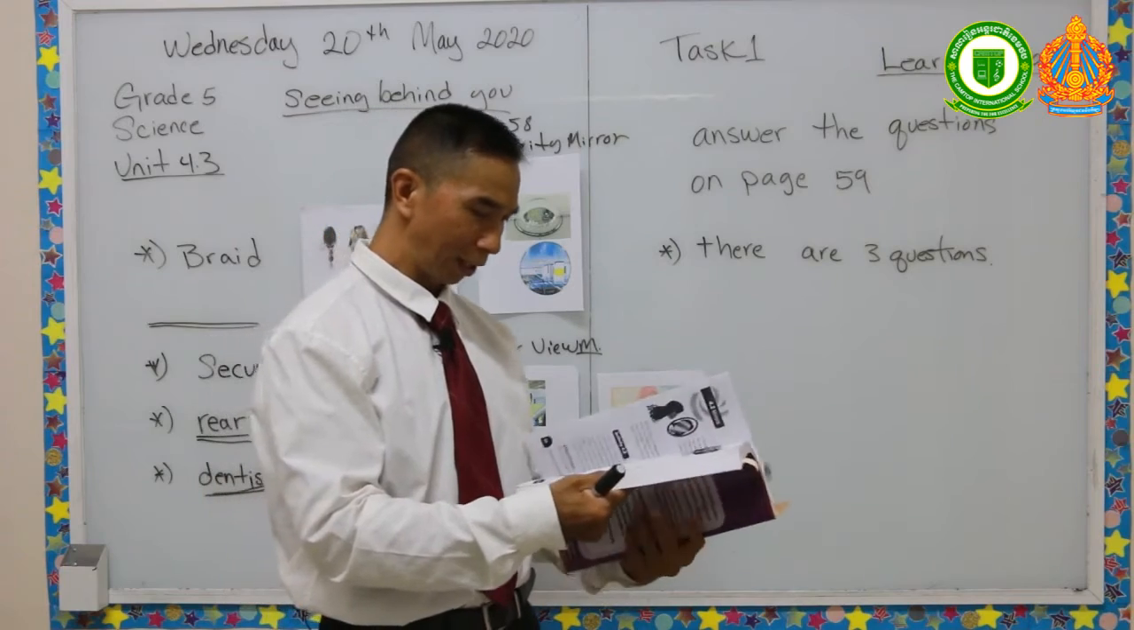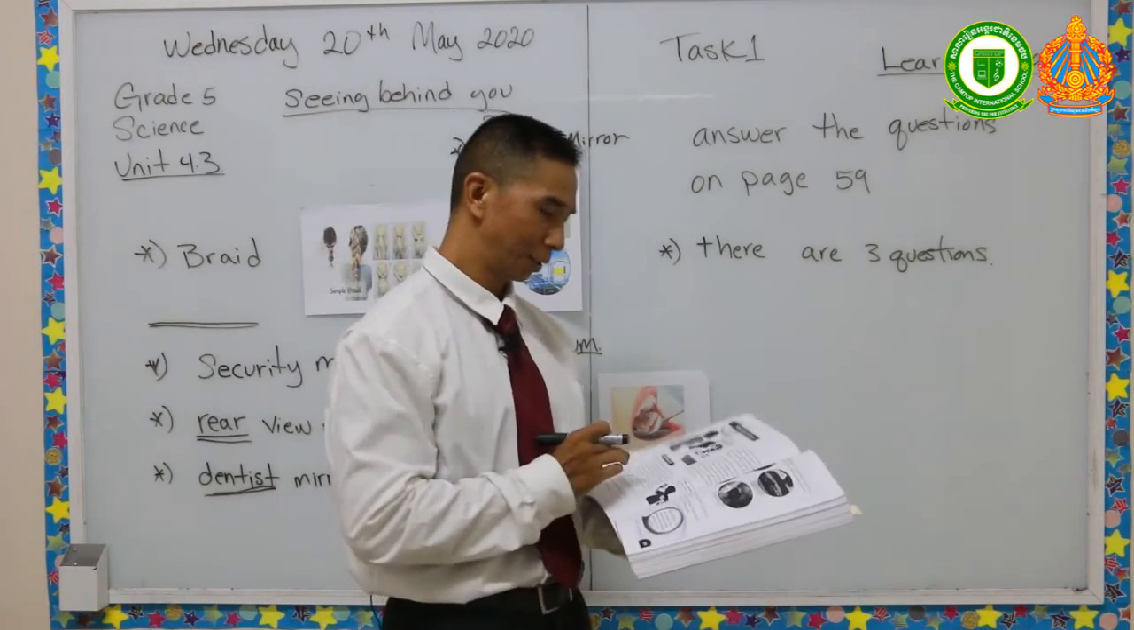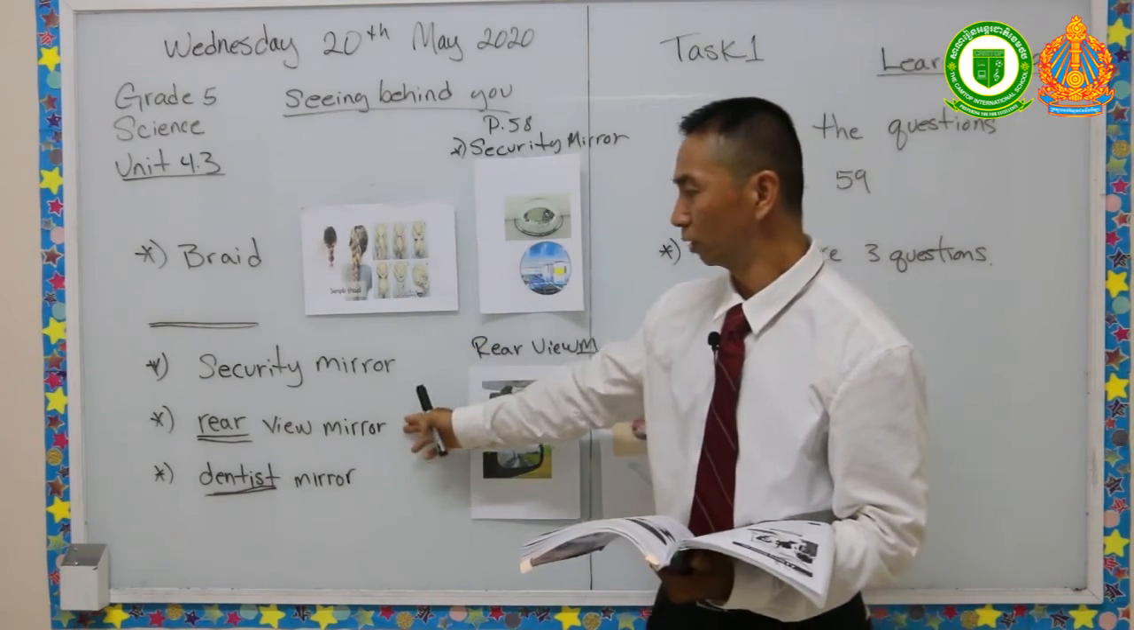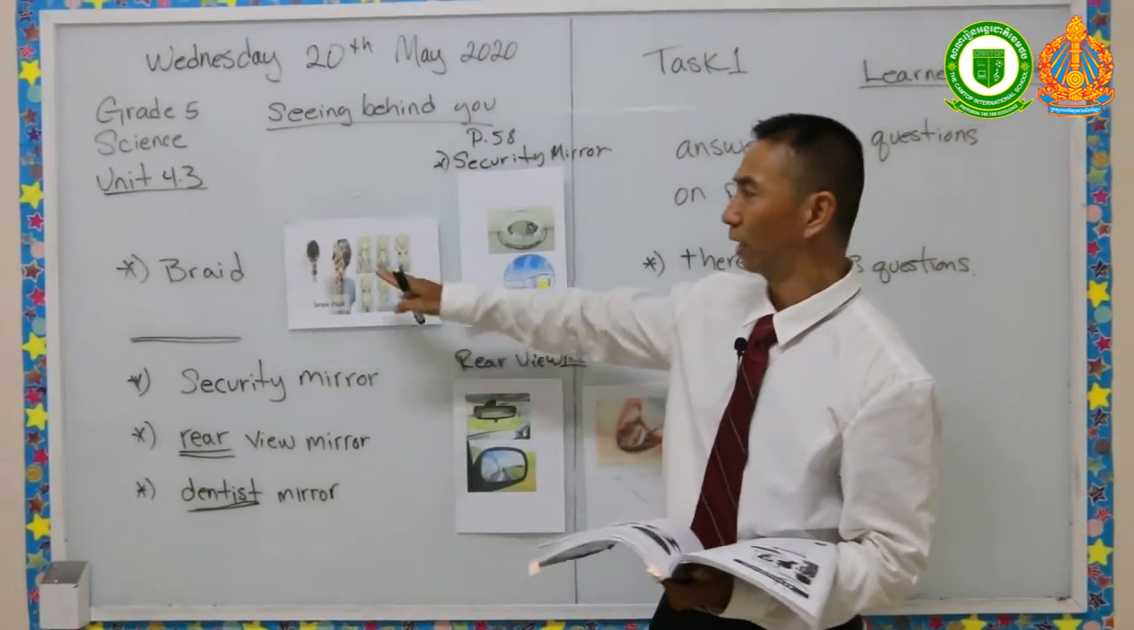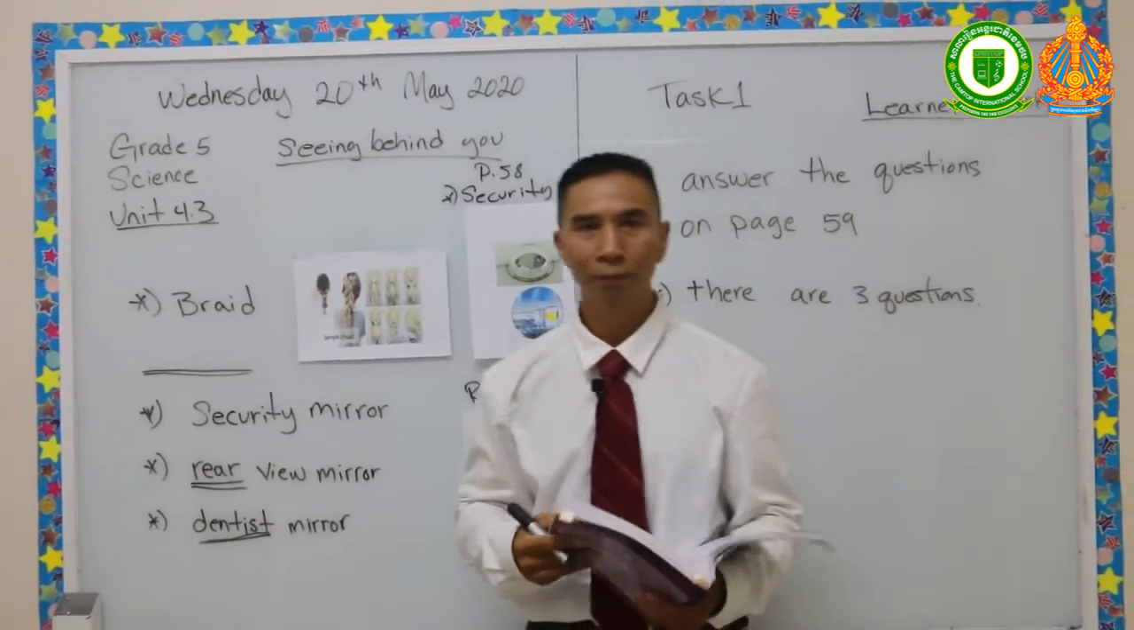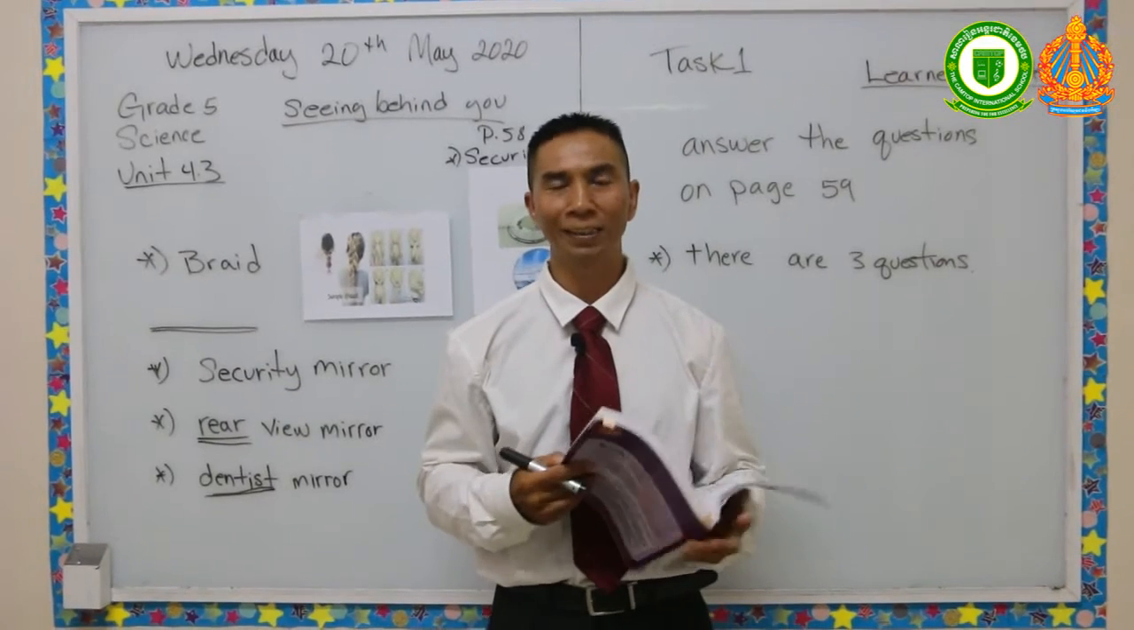On page 59, there are 3 questions about what we just read about: security mirrors, rear view mirrors, dentist mirrors, and how you see something that's behind your back. You will be given 30 minutes for this exercise.